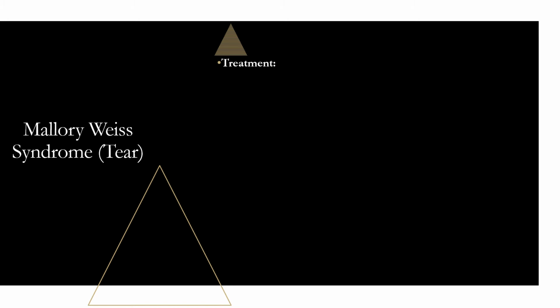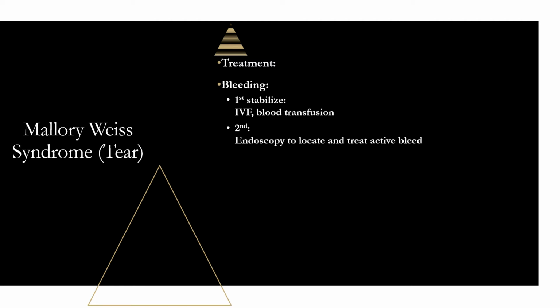And then as far as treatment, it all depends. If these patients are bleeding, if they did have a ruptured artery, you first need to stabilize them. So you're going to stabilize them with IV fluids and blood transfusion, and then the second step, of course, would be to use endoscopy to locate and treat the active bleed, to treat the actively ruptured artery. Now, if they're not bleeding, what's important here is that you want to make sure that these patients have some form of acid suppression with PPIs.